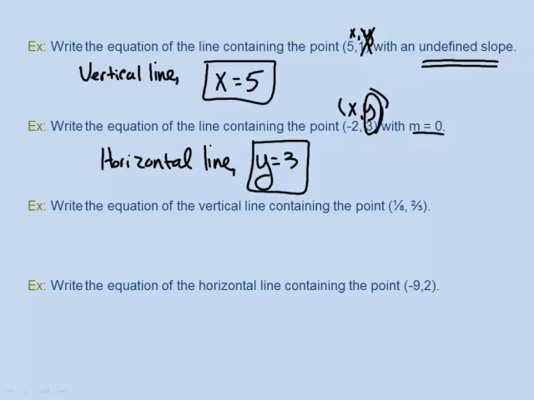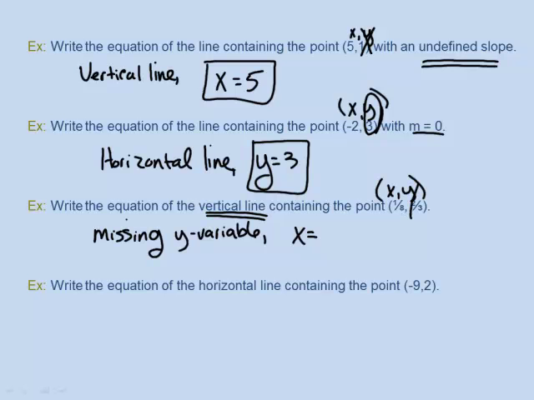Third example says write the equation of the vertical line. Okay, so they tell you right there it's a vertical line. That means you are going to be missing a y variable, or the equation is going to be x equals something. Again, look at the ordered pair. You've got x comma y. y is not a factor. x in this case is equal to 1/8. So you have an equation of x equals 1/8.